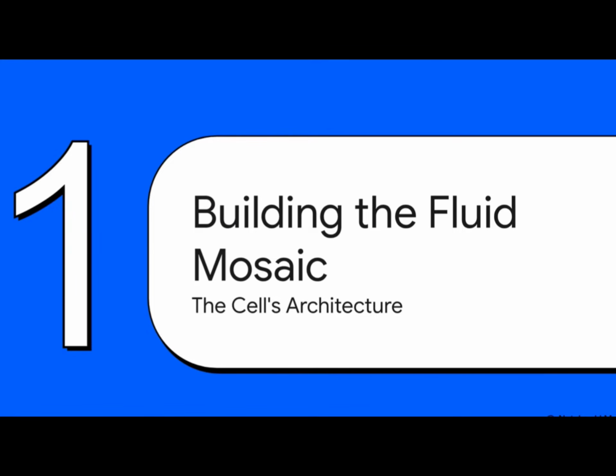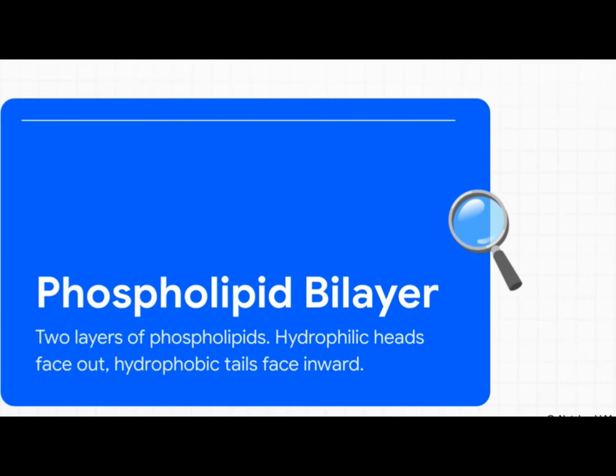Right, first up, how is this incredible structure actually built? We can't really understand what it does until we appreciate what it looks like. So let's break down the architecture of the cell membrane, which scientists have this beautiful description for, the fluid mosaic model. Okay, the foundation, the main fabric of it all, is something called the phospholipid bilayer.